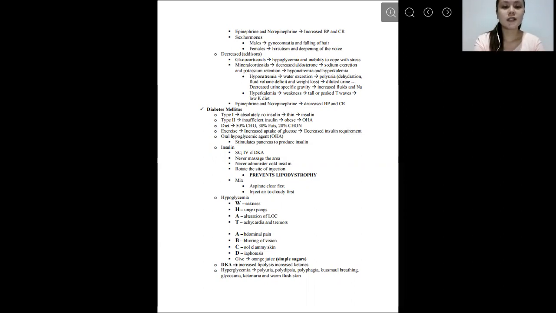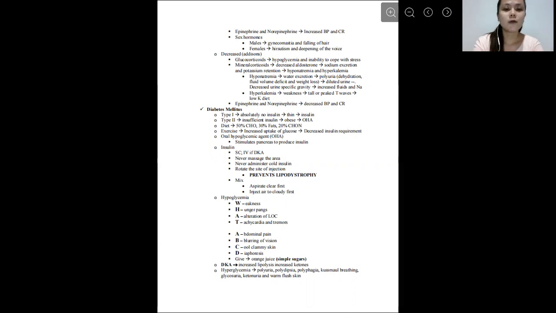Exercise increases uptake of glucose. When you exercise, your body needs more energy, so the glucose stored in our body will be used. That's why it decreases insulin requirement. So exercise is a must to increase the uptake of glucose.